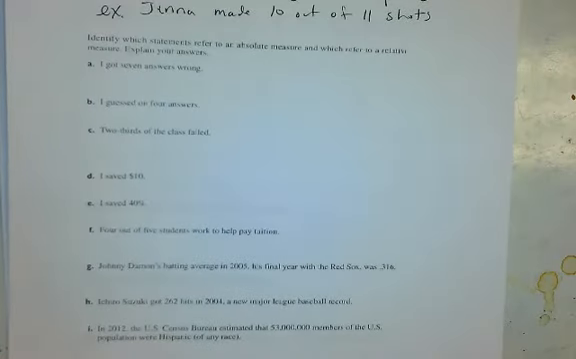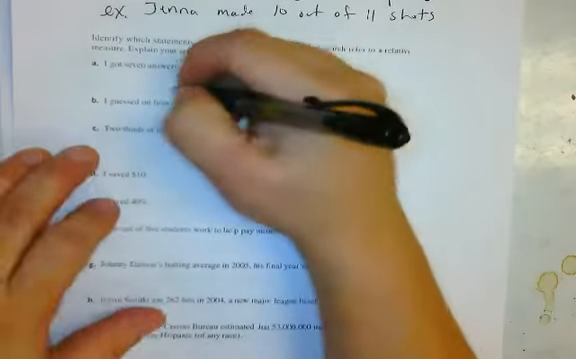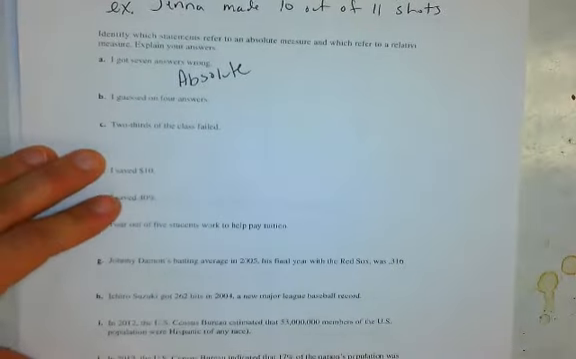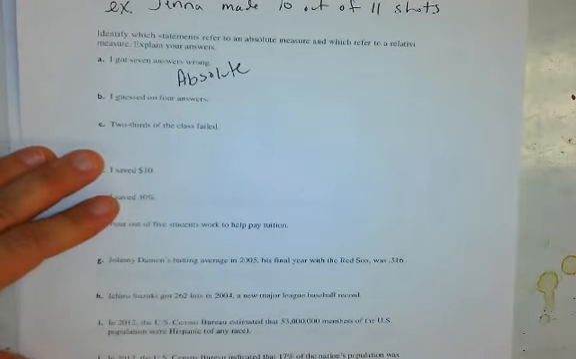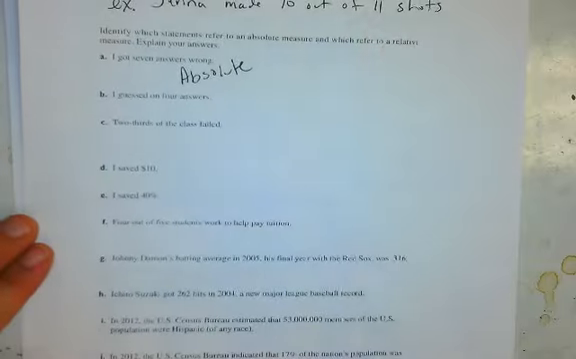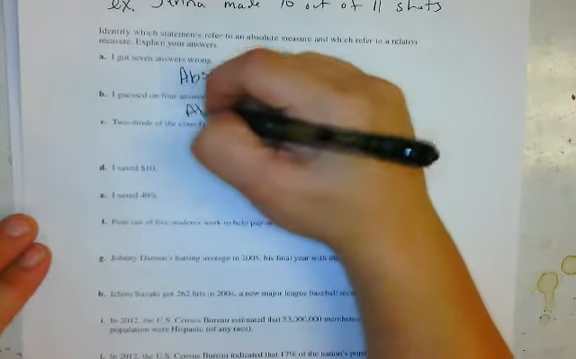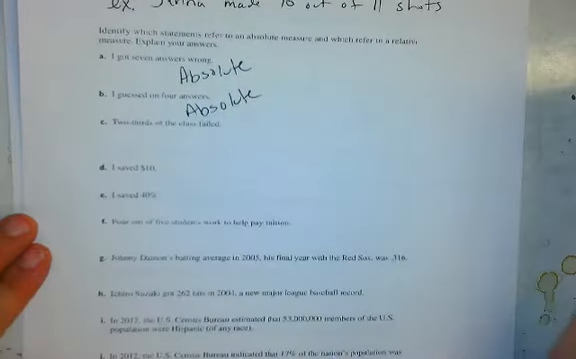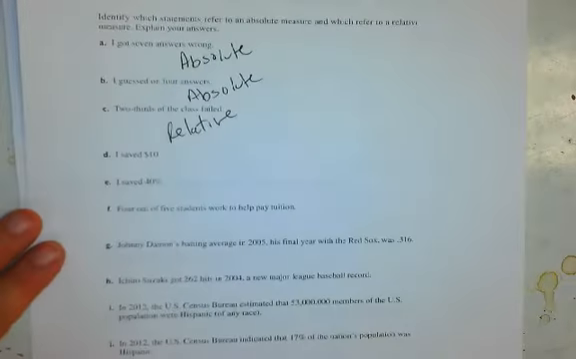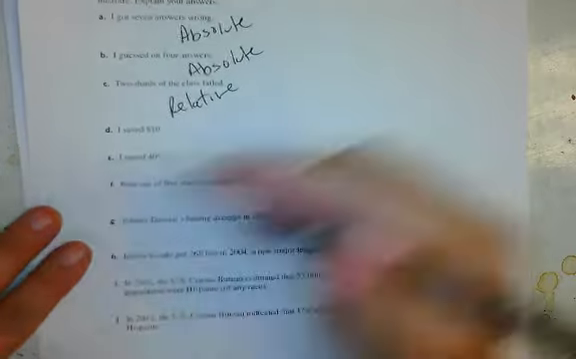So the first one says, I got 7 answers wrong. Do you guys know if this is absolute or relative? Absolute, right? 7 answers wrong. We don't know how many answers they did altogether. How about this? I guessed on 4 answers. What was that other option? It's either absolute or relative. Absolute is just counting, and relative is counting and comparing. I guessed on 4 answers. Absolute. 2/3 of the class failed. Relative. We know that's probably not a great teacher.